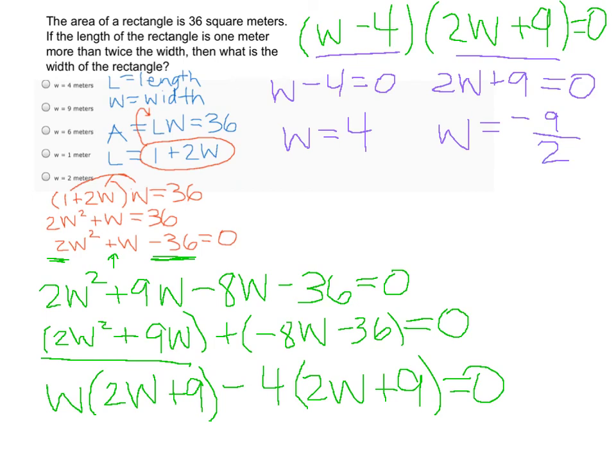However, it doesn't make sense for a width to be negative, so we know that negative 9 halves is not a valid answer. So our answer would be w is 4 meters, or A.